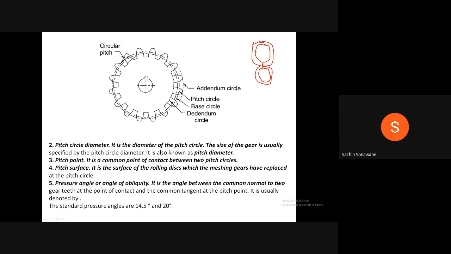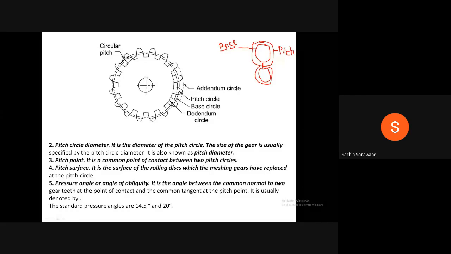Whatever this other circle I have drawn is known as the base circle, and this is known as the pitch circle.